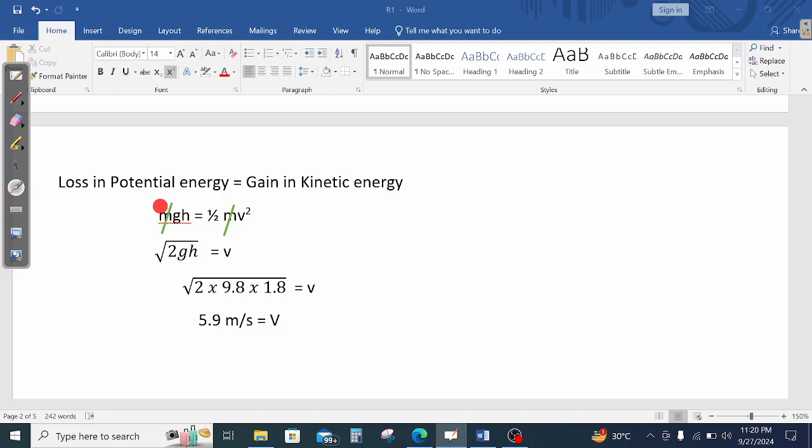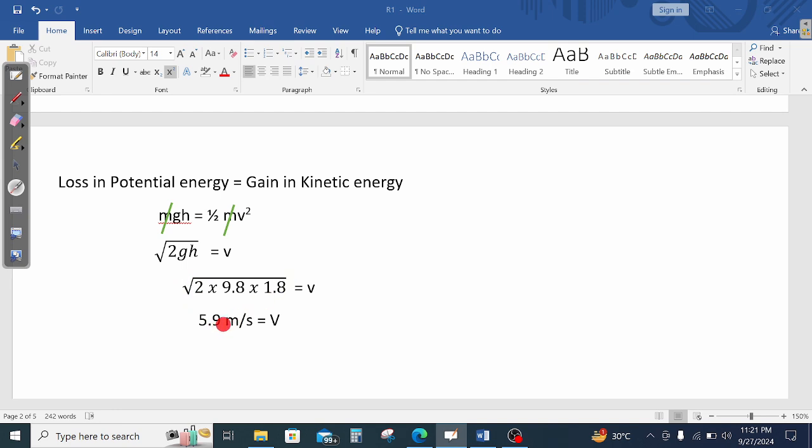The formula of potential energy is mgh and kinetic energy is 1 by 2 mv square. This m is cancelled by this m, and the remaining term will be gh is equal to 1 by 2 v square. The 2 will be multiplied on the left side to give 2gh, and to cancel out the square here, you have to take the square root on both sides, then you will get this formula. Okay, so the value of g is 9.8, and the height is already mentioned in the question. Multiply these two terms and take the square root, and you will get 5.9 meter per second.